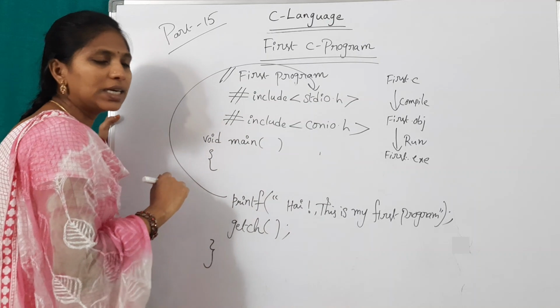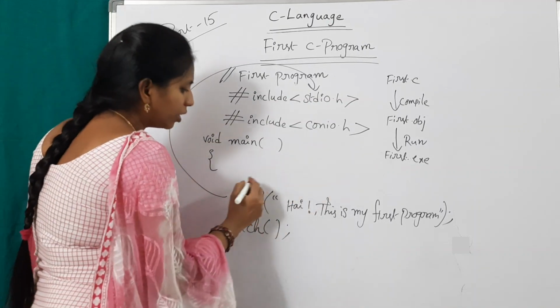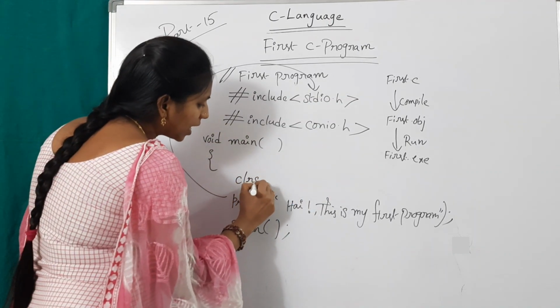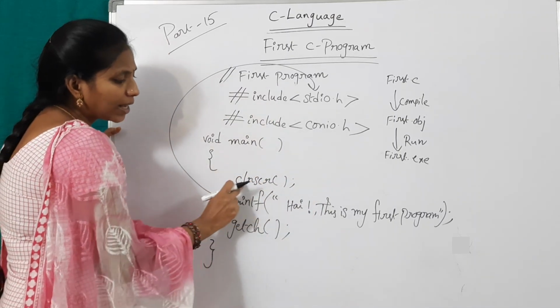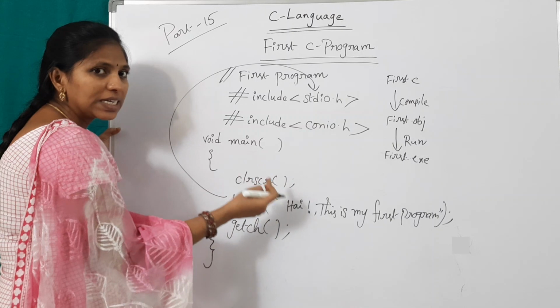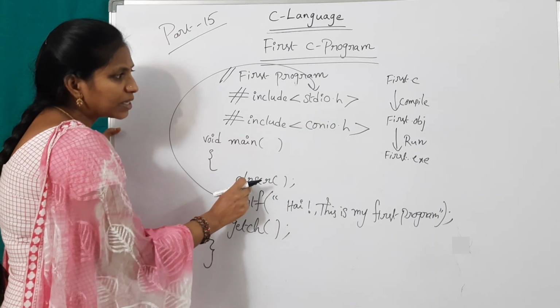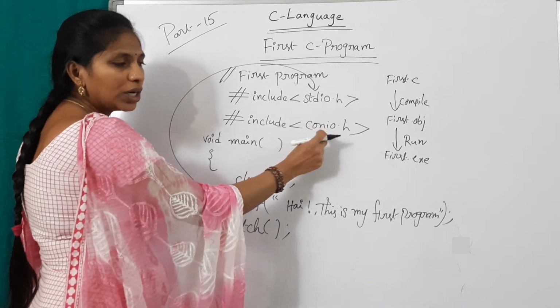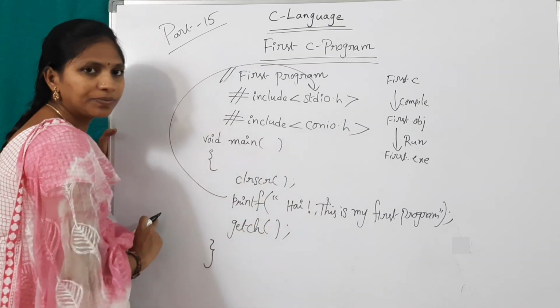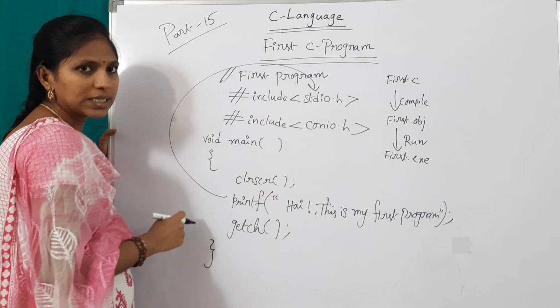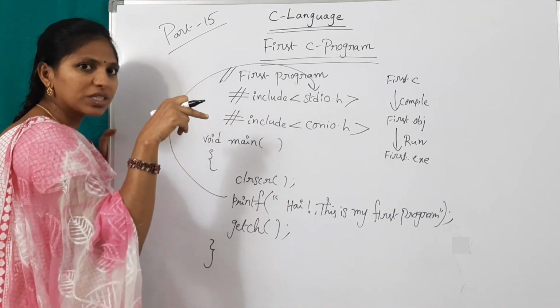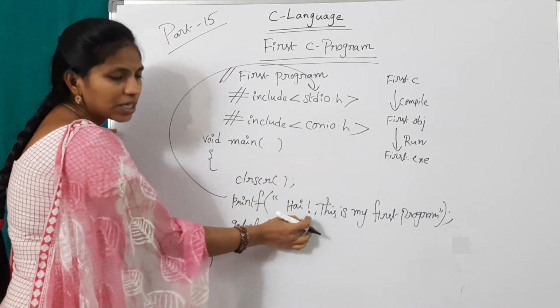To clear the result screen before execution, use this function clrscr to clear the output screen. clrscr is for clear screen. This function is present in conio.h, console input output header file. Before displaying this message, I want to clear the result screen. If there is any text at the output screen, it clears, then prints this message.